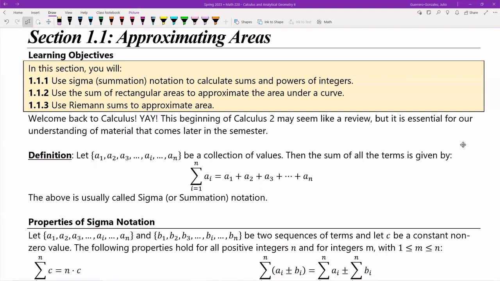Hello, everyone. This is the lecture for section 1.1, approximating areas. Hopefully, if you remember from the introductory video, chapter 1 for Calc 2 is going to be, by and large, a very big, very quick review of maybe the last 1 or 2 weeks of Calc 1.